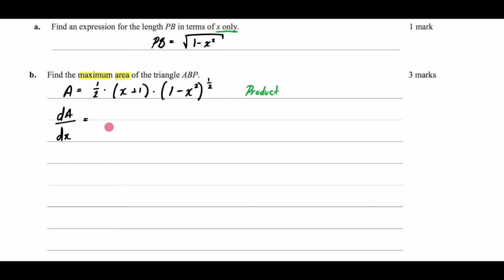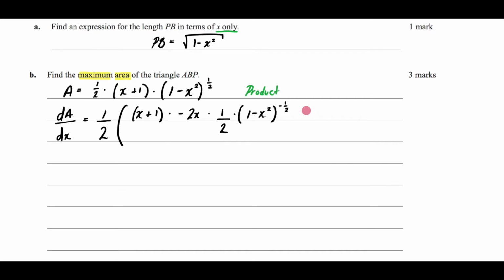I can just bring this 1/2 to the front and ignore it for the time being and just focus right here. As you remember, the way that you use the product rule is you leave the first one the same. I'm not going to touch it. Then I'm going to differentiate the second one. So I'm going to first differentiate the inside, which is going to be negative 2x. And then I'm going to bring my power to the front, which is going to be a half. And I'm going to leave what's inside my brackets the same, so 1 minus x squared. And then I subtract my power by 1, so it's going to be negative a half.